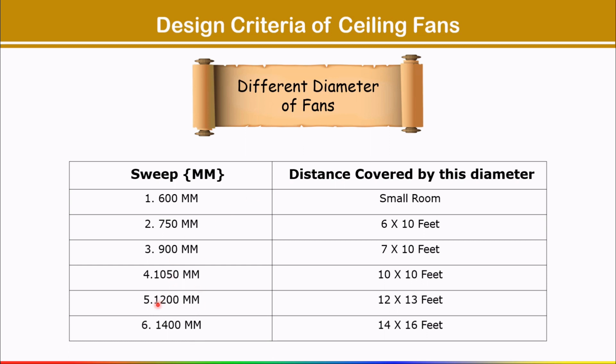Suppose you are selecting 1200 mm sweep. For that it is written that a 1200 mm sweep fan can cover 156 square feet area. 12 into 13 is 156 square feet. It means one fan with 1200 mm sweep can cover 156 square feet area. To calculate the number of fans, divide the total area of that space by the 1200 mm sweep fan area, and you will get the number of fans. Don't worry, we have a numerical on that, so it will be easy for you to understand.